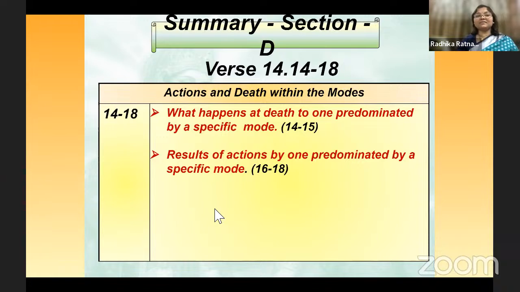So by knowing these 3 modes, how is it going to affect our outcome? Ultimately, when we are leaving this material body, how are these 3 different modes going to help us? What happens at death to one predominated by a specific mode? That means what happens if you leave your material body in sattva guna, or in rajo guna as well as in tamo guna? Results of actions by one predominated by a specific mode: what are the results of one who acts in sattva guna, similarly in rajo and tamo guna? This we will cover tomorrow.